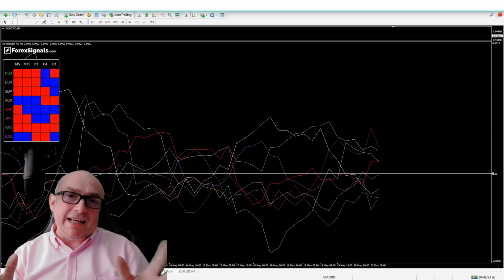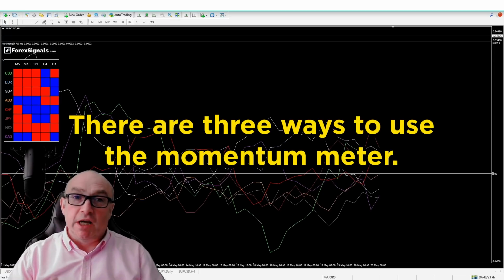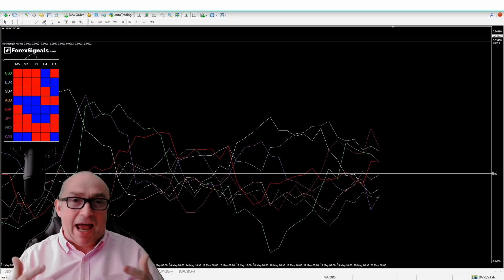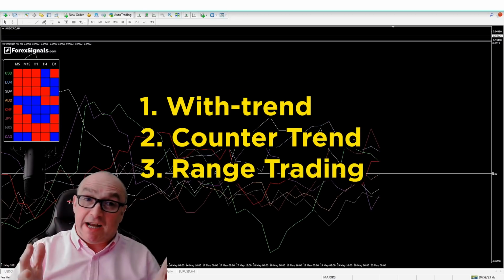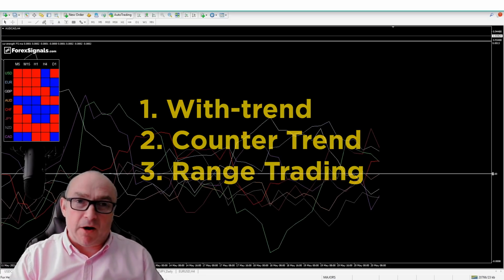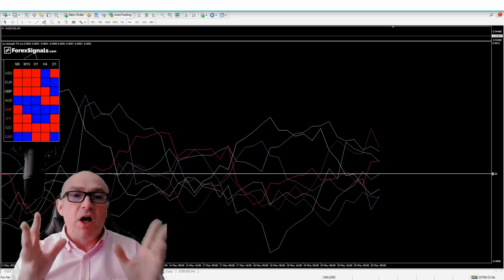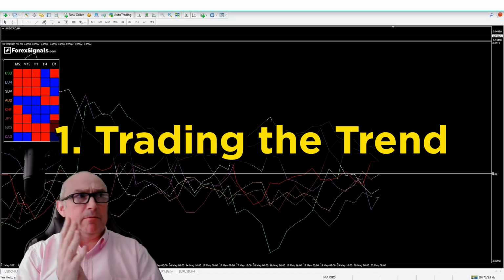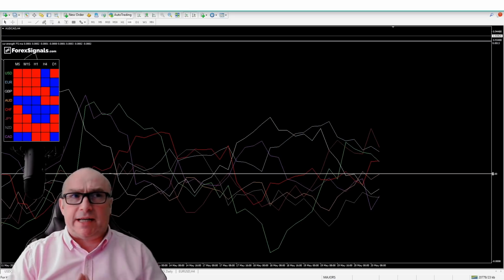So there are basically 3 ways that you can use the currency strength meter to aid your trading, to give you that edge. That's obviously with trend, counter trend, and also for range trading markets as well. Let's first off look at the trend market. Here you'll see the momentum meter. I've got it on the 4 hour chart at the moment.